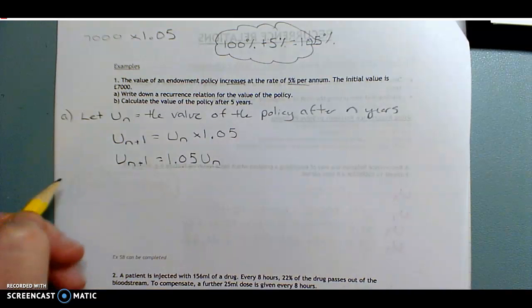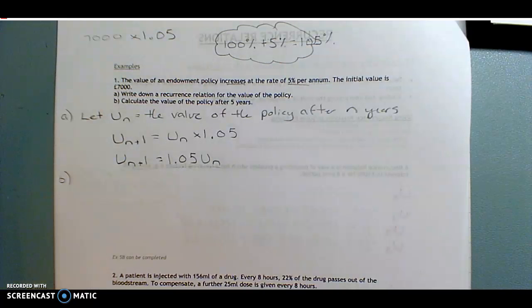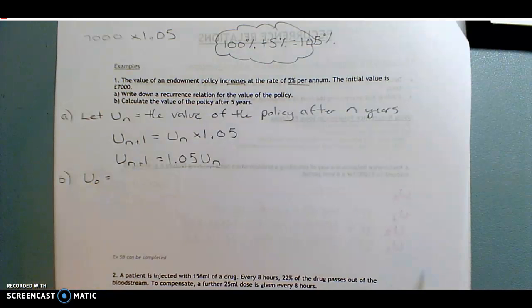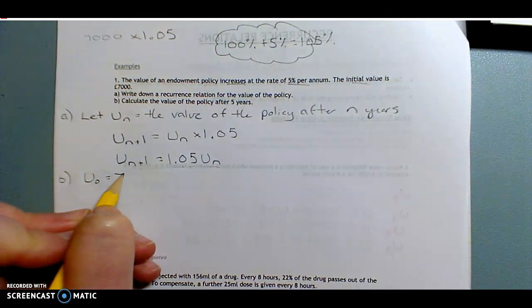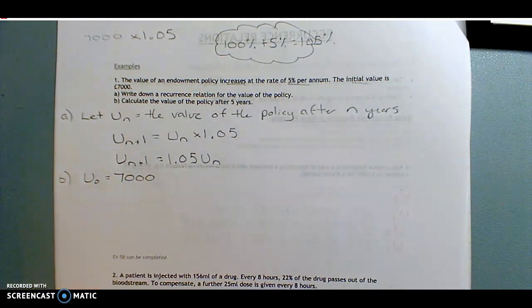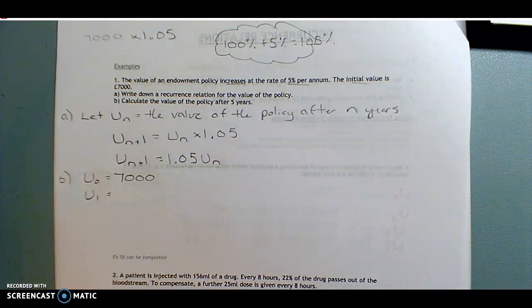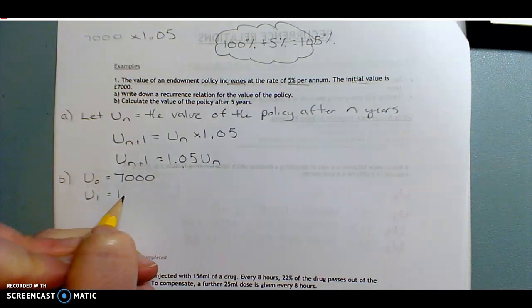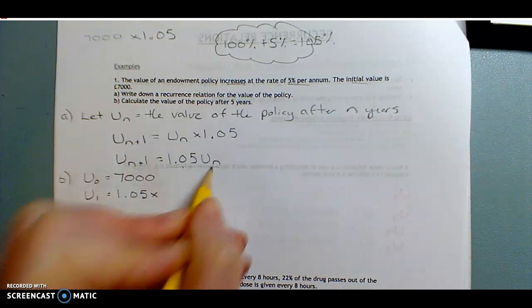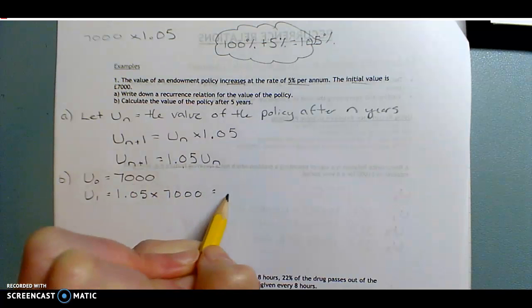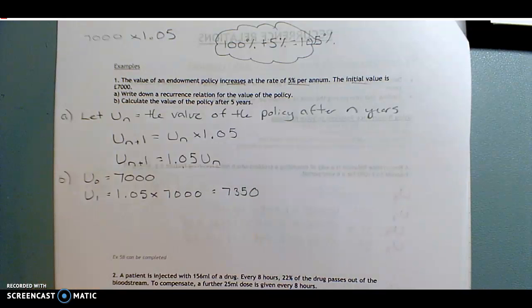Now, for part B, we want to calculate the value of the policy after 5 years. And we're going to use our recurrence relation to do that. So my initial value, which is stated in the question, was 7,000. So U of 0 is 7,000. So U1 is going to be 1.05 times my current value. Current value will be 7,000. That will give me 7,350.